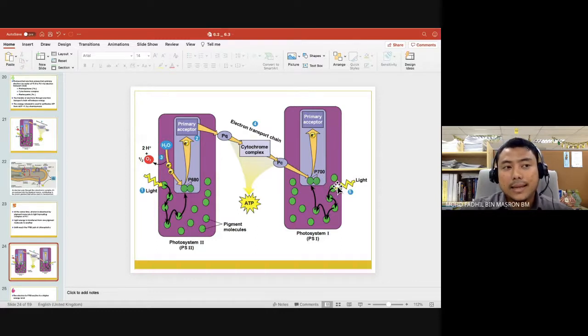So the electron inside this P700 also will receive the energy. Daripada mana? Daripada pigment molecule. Where does this pigment molecule get the energy from? Daripada photon. Okay, photon absorbed by the pigment and the energy is passed from one pigment to another pigment to another pigment molecule until it reach the reaction center.